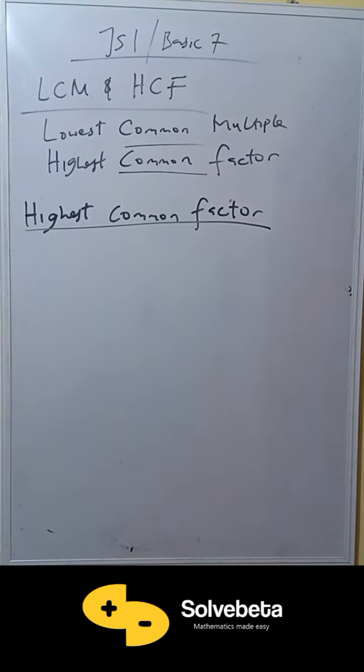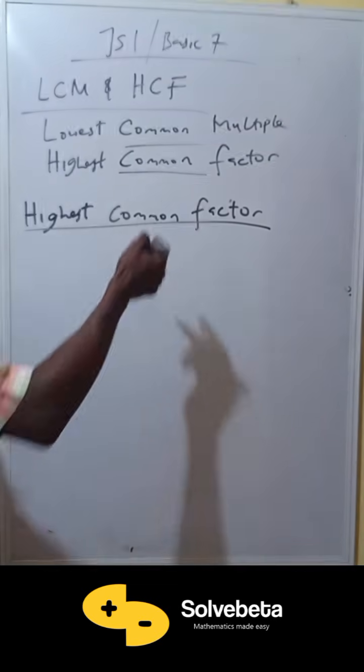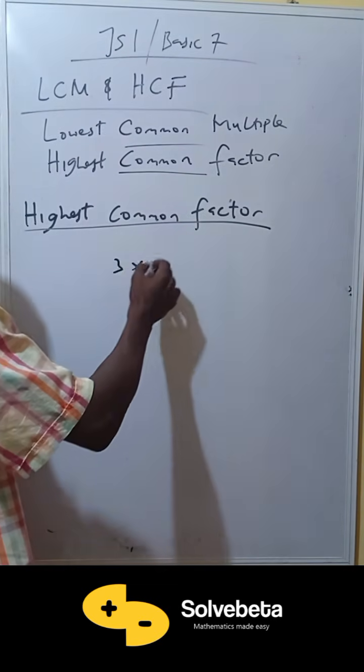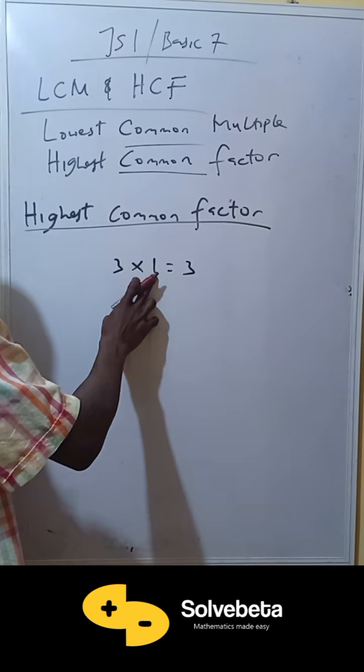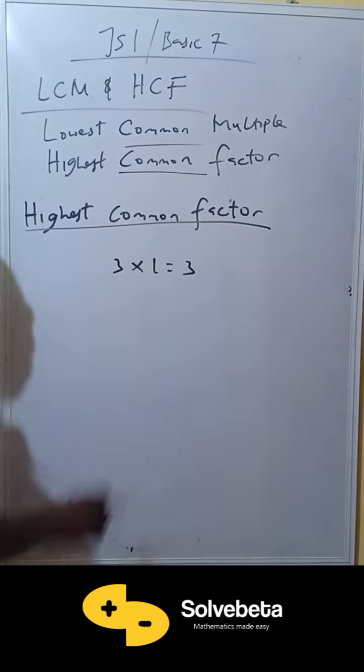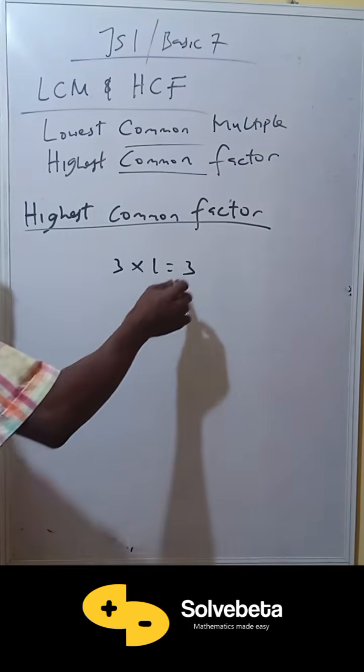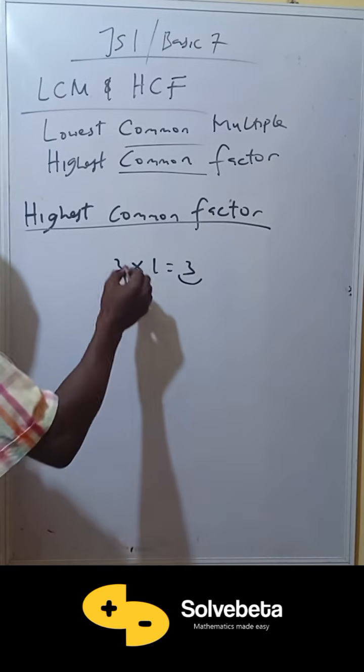Highest common factor. Now, what is a factor? A factor divides another number. Just like a multiple is gotten when you multiply this number by another number. And take note that a multiple can be divided by this.